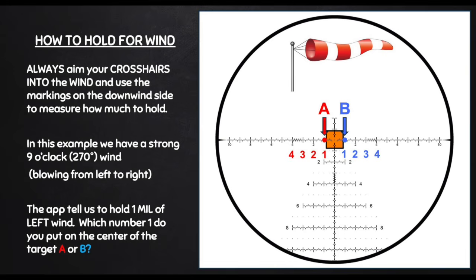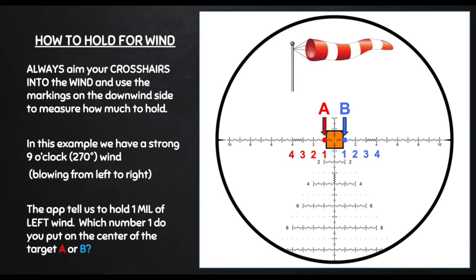So a couple things to remember. Always aim your crosshairs into the wind, because that wind is going to push the bullet back the other direction, right? If it's blowing from left to right, you aim into the wind, meaning you aim the crosshair to the left. If you always remember that, knowing which side to use for your measurements is very easy. So always think in terms of the center crosshair and moving that center crosshair into the direction the wind is blowing. So again, in this case, we have a left to right wind, move the crosshair to the left and use the markings on the downwind side on the right to know how much to hold.